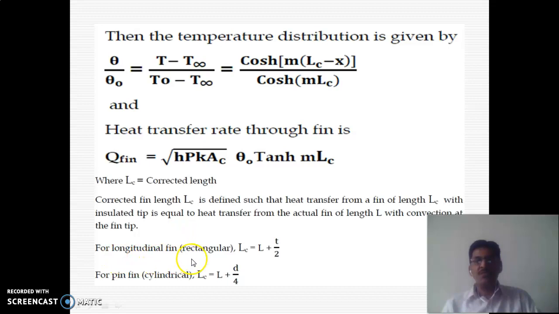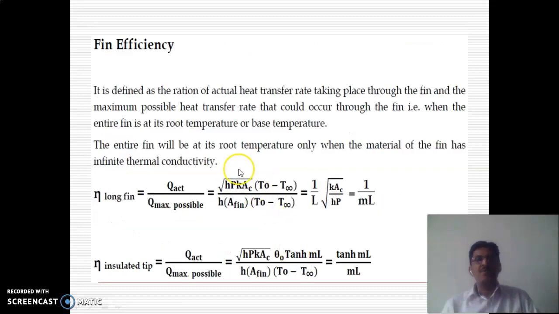So for a longitudinal fin, that is rectangular, Lc is equal to L plus t by 2, and for a pin fin, cylindrical, Lc is equal to L plus D by 4. So this is your temperature distribution equation for the fin which convects heat at the tip of the fin, and this is the heat transfer rate equation for case 3. So next topic we will see, that is fin efficiency.